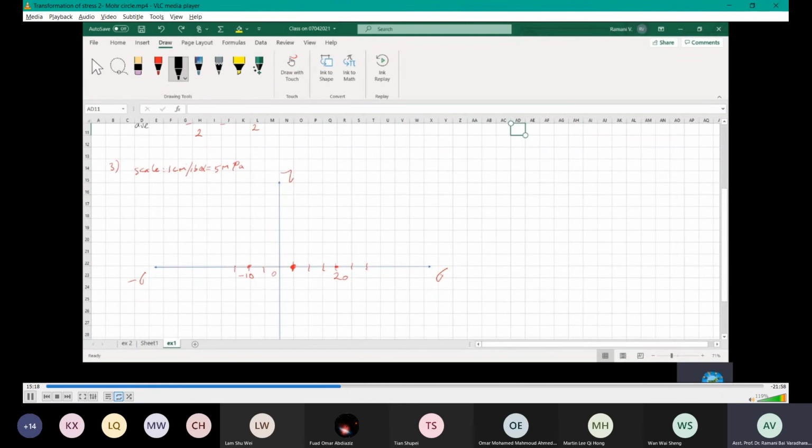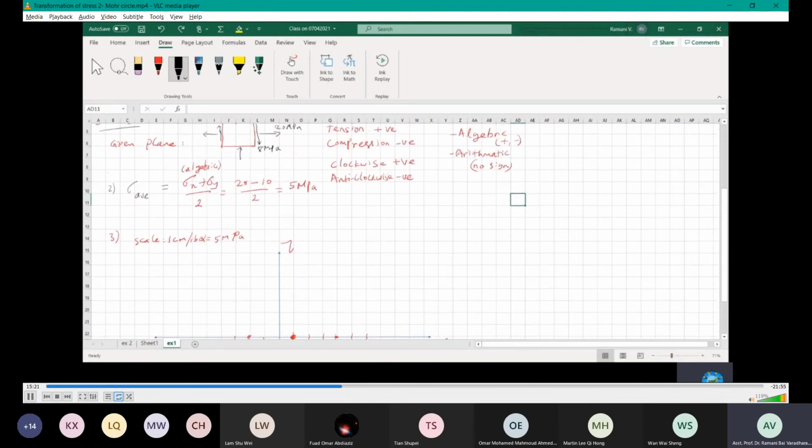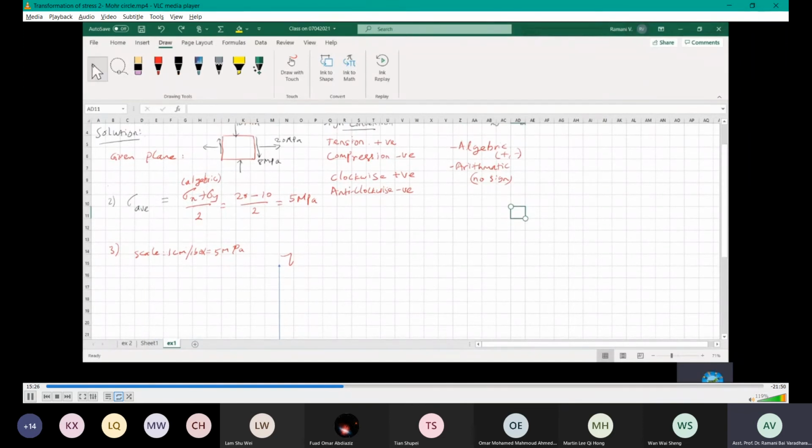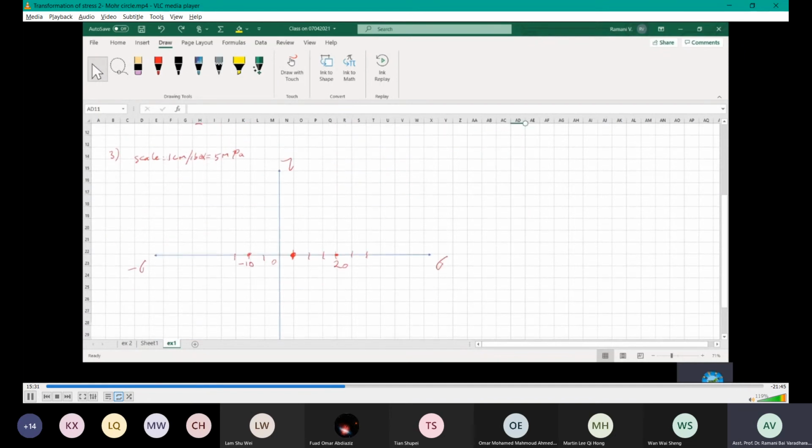Why do I take the clockwise? The direction shown on the diagram of the plane stress given to you is downward, 8 megapascal. So I take it as positive, which is in clockwise direction. So from the point of the normal stress 20, you mark 8 here. This is 10, right? 5, 10. This is maybe somewhere here. This is my 8.